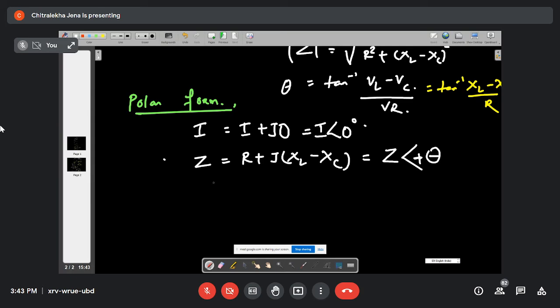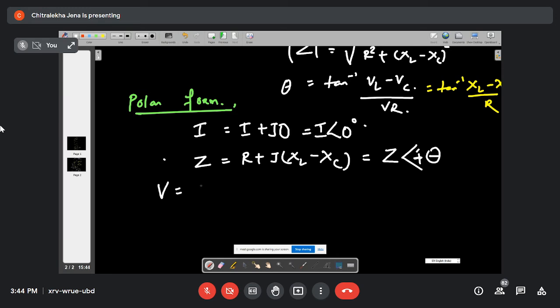So V is equal to... in an RLC circuit, there may be a condition that XL is greater than XC, or there may be a condition that XL is less than XC. I have taken only one condition where XL is greater than XC, so that's why I am putting a plus sign. Understood why I put a plus sign? The minus sign I will explain.